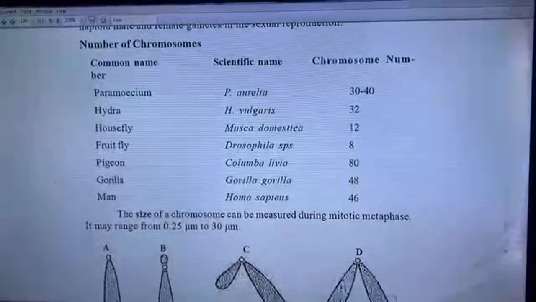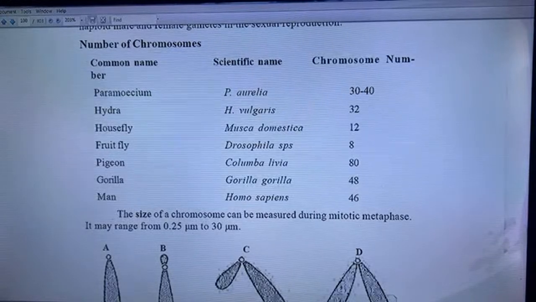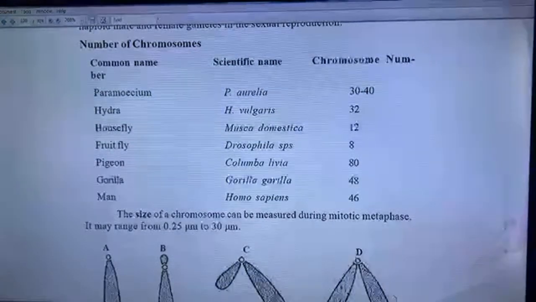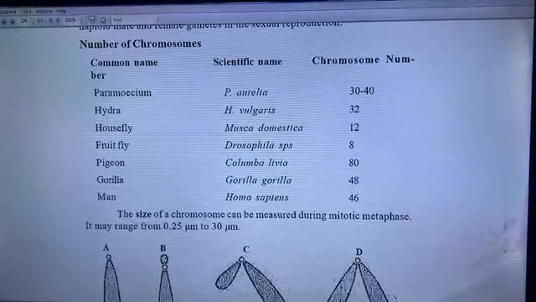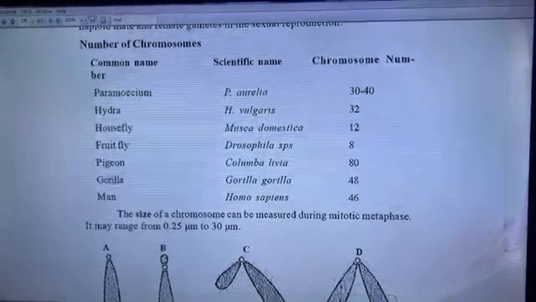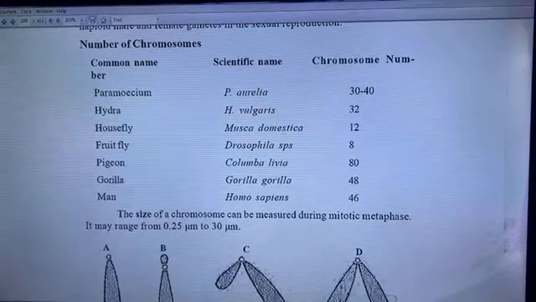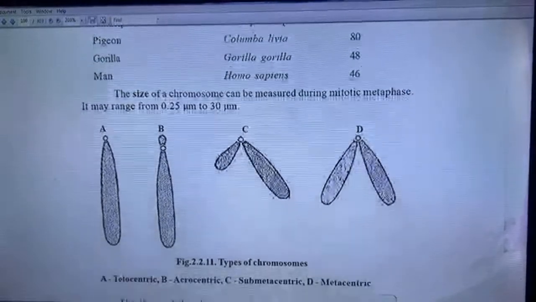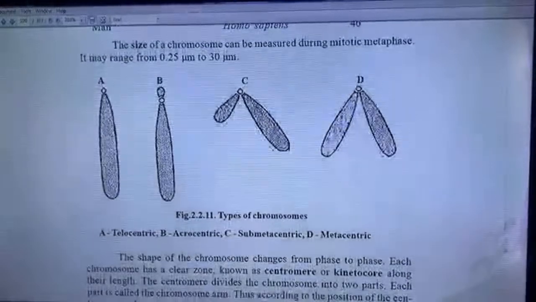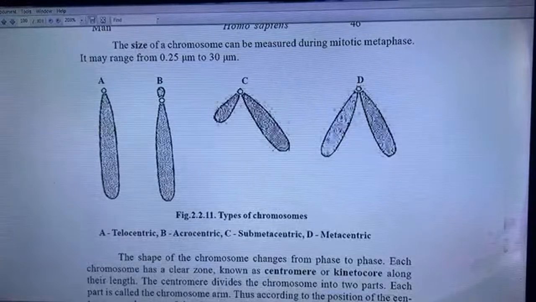Number of chromosomes. Paramecium 30 to 40, Hydra 32, housefly Musca domestica 12, fruit fly Drosophila, pigeon Columba livia 80, gorilla 48, man Homo sapiens 46. The size of chromosomes can be measured during metaphase. It may range from 0.25 micrometer to 30 micrometer.